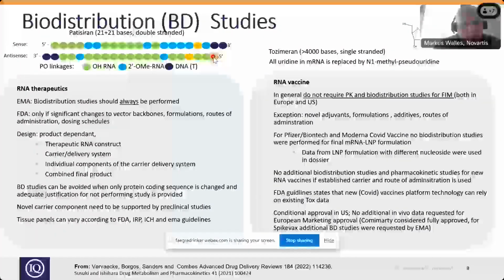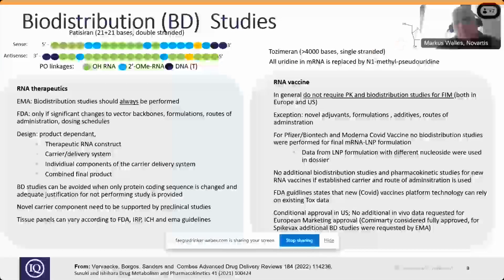In certain cases, these biodistribution studies can be avoided. We will talk about this in a few minutes. But I think what is important to highlight is, even for these entities, if you develop your therapy with new formulation components, these new components need to be characterized well in clinical studies before you go to the clinic. For the vaccines, you do not really require these PK and distribution studies.